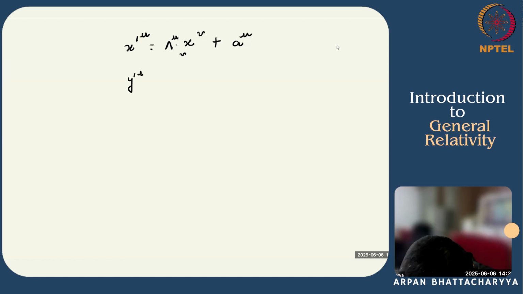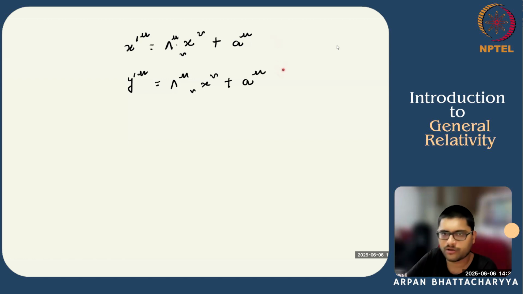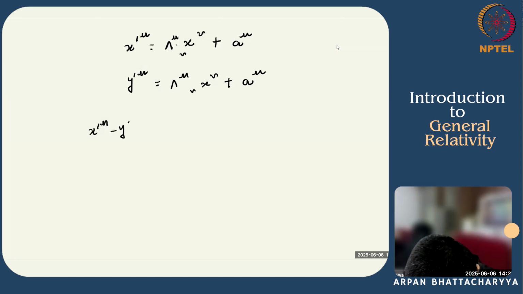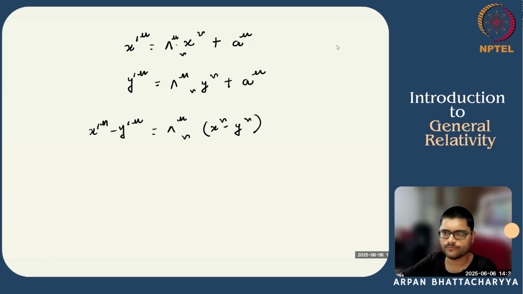Similarly, we can do it for y prime. We will see that these constant shifts do not matter for our case, because we will consider only the intervals. So take the difference between x prime μ and y prime μ, which is lambda times x μ minus y μ. Sorry, there is a typo here. And we will focus on the 0 component of this equation.